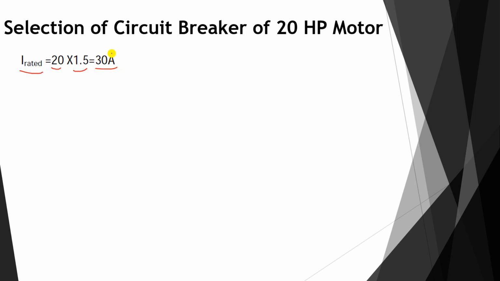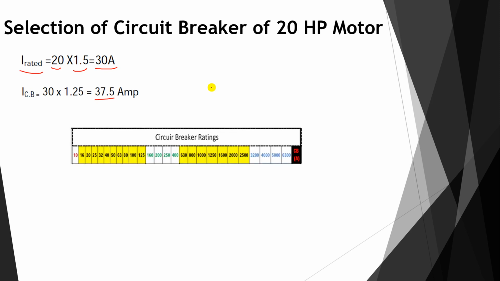So we'll take this value and multiply it by a safety factor 1.25 to get the circuit breaker rating, which is 37.5. Now, looking at the circuit breaker ratings, you can see 37.5, the closest value is the 40 ampere. 32 or 40? 40 is better because it is close to this value and higher than the required current. So the correct one is 40, not 32. So the circuit breaker equals 40 amps.